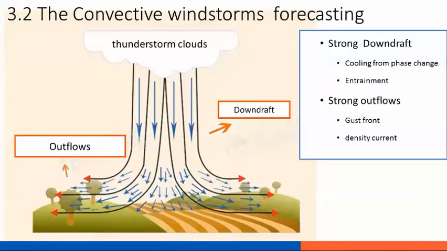The outflow of downdraft air from thunderstorms is an important phenomenon in convective storm dynamics. The leading edge of the outflow is often referred to as the gust front. Fast-moving gust fronts suggest strong outflow. The outflow from a thunderstorm has been shown to be dynamically similar to a density current. So, for a strong downdraft, pay attention to cooling from phase change and entrainment, and for strong outflows, the density current and the gust front.